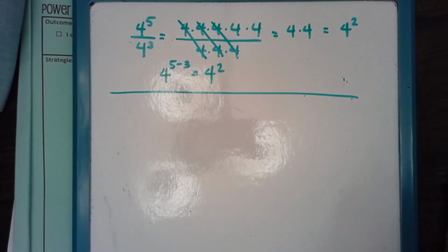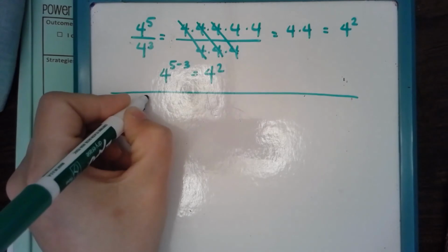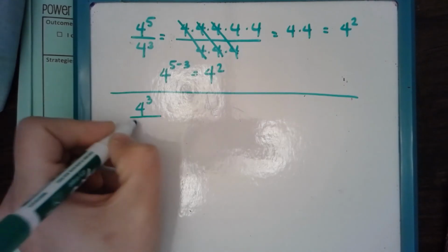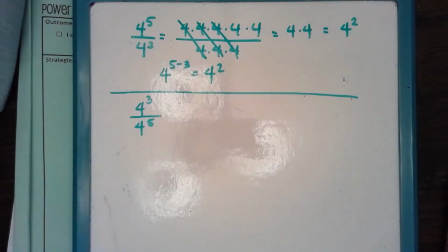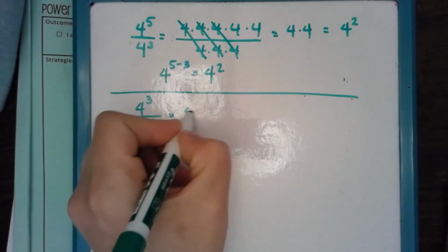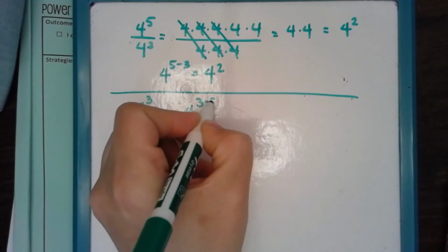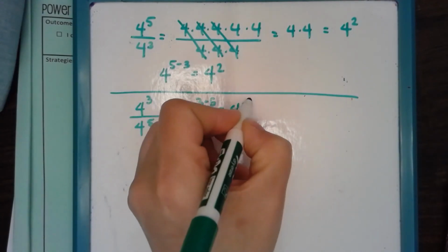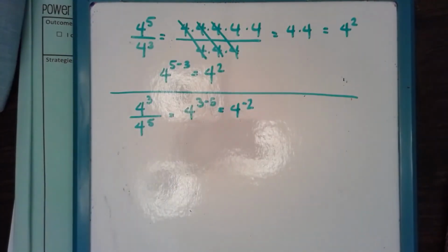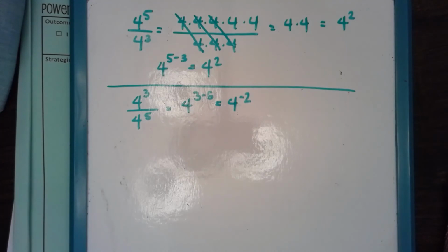So what we want to do is use what we know already to be true and see what happens when I give you 4 to the power of 3 divided by 4 to the power of 5. We should be able to do 4 to the power of 3 minus 5, which gives us 4 to the power of negative 2. It seems reasonable. It follows a rule that we know to be true, and it always works for us.